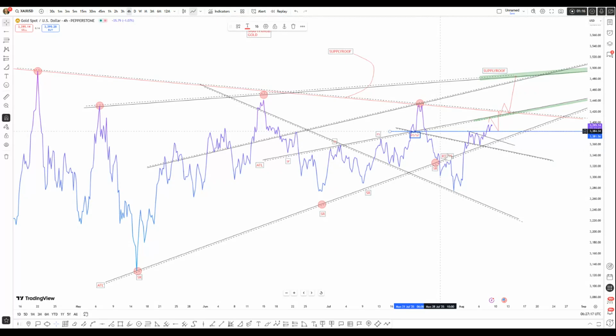So we came back again, putting here as our next supply roof. RT/SR. So if we break this structure, we return here. Here is going to be resistance to upswing. So you see what price did here.